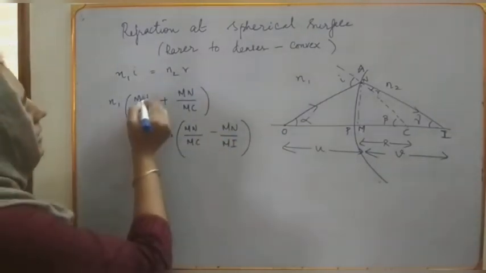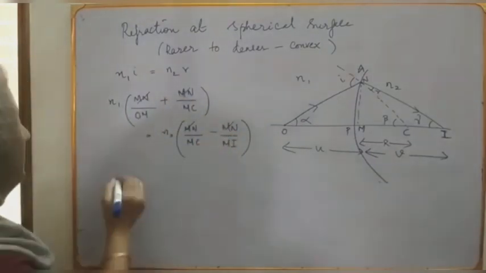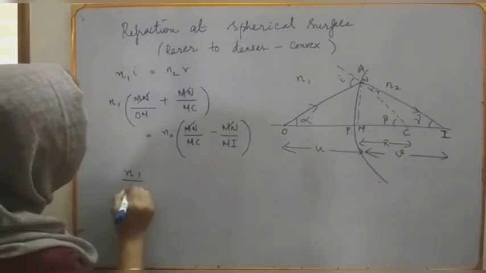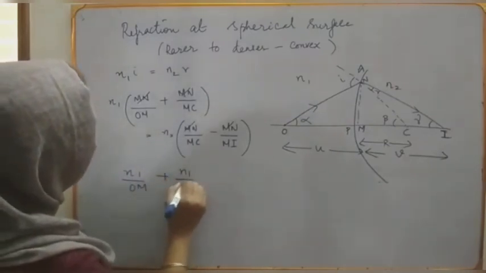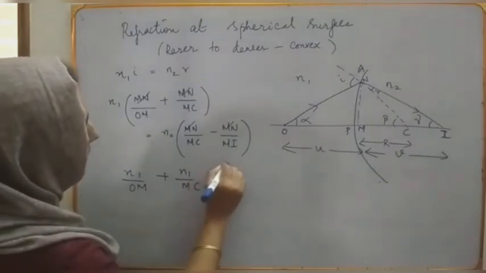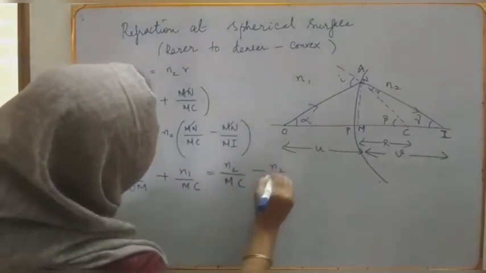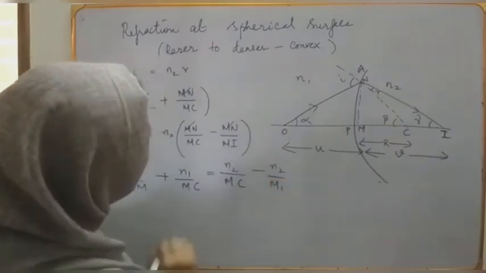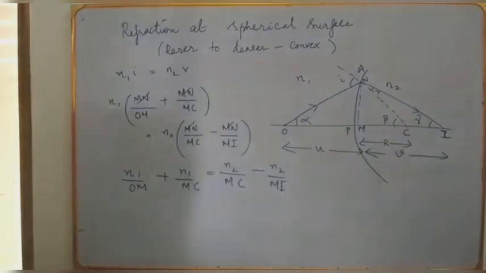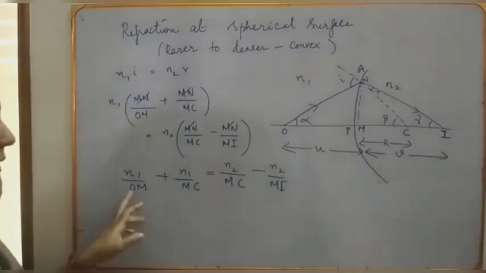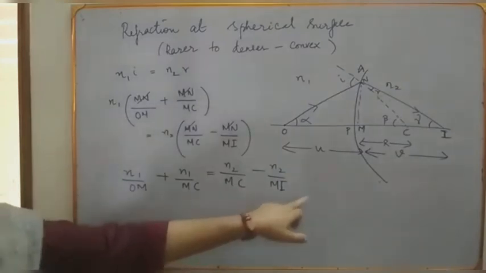Now you can cancel all the MN's. What do you get? N1 by OM plus N1 by MC is equal to N2 by MC minus N2 by MI. Isn't it? So here, what is OM, MC and MI from the figure?